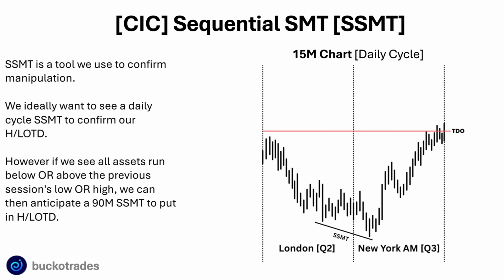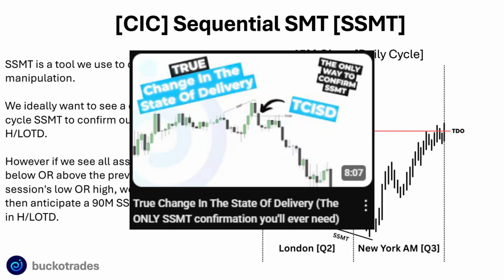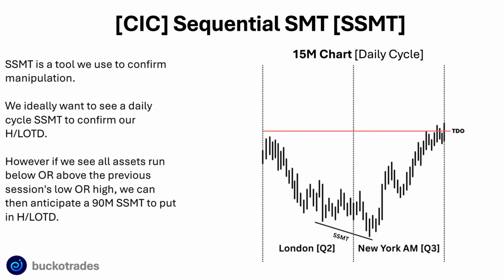Of course, we need to wait for that confirmation of the SSMT by using our TCISD. Once that has occurred, then we can be very confident that the low or high of the day has been put in, and then you can begin trading away from that in line with your daily bias. However, like mentioned, if we don't get that daily cycle SSMT, so if you look at the example on the right, all assets have ran below London Q2's low on the daily cycle. This is then when we're looking for a 90-minute SSMT, ideally below stacked opens.